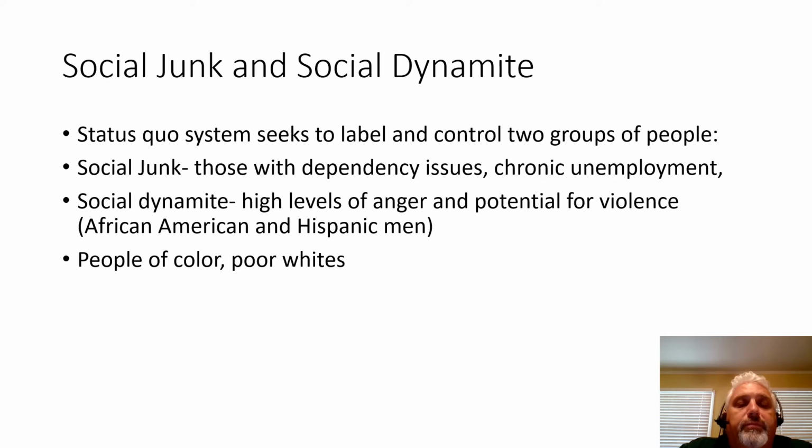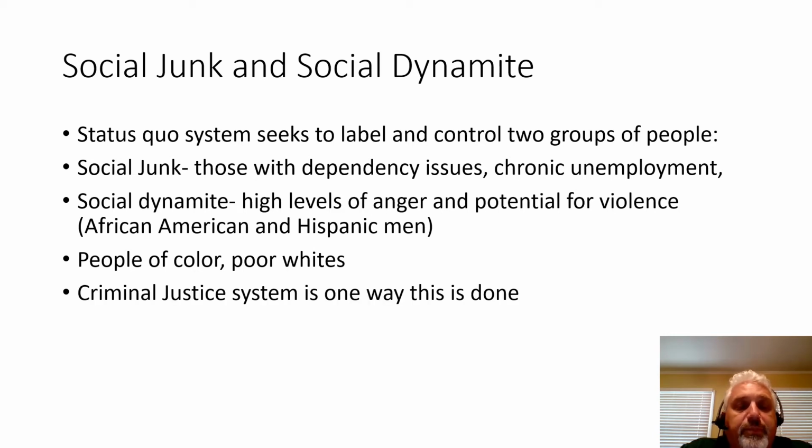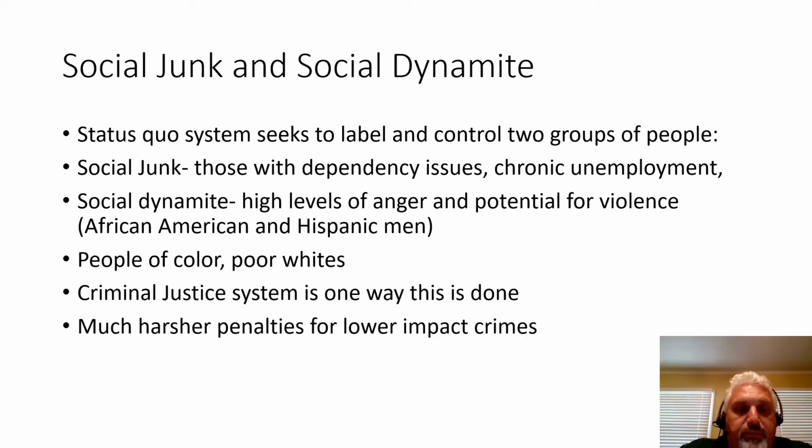Social junk and social dynamite typically refer to people of color and poor whites. And the criminal justice system is one of the mechanisms through which social junk and social dynamite are controlled by those who don't want to have to deal with these situations. The criminal justice system metes out much tougher penalties for, frankly, very low impact crimes compared to white collar crime.